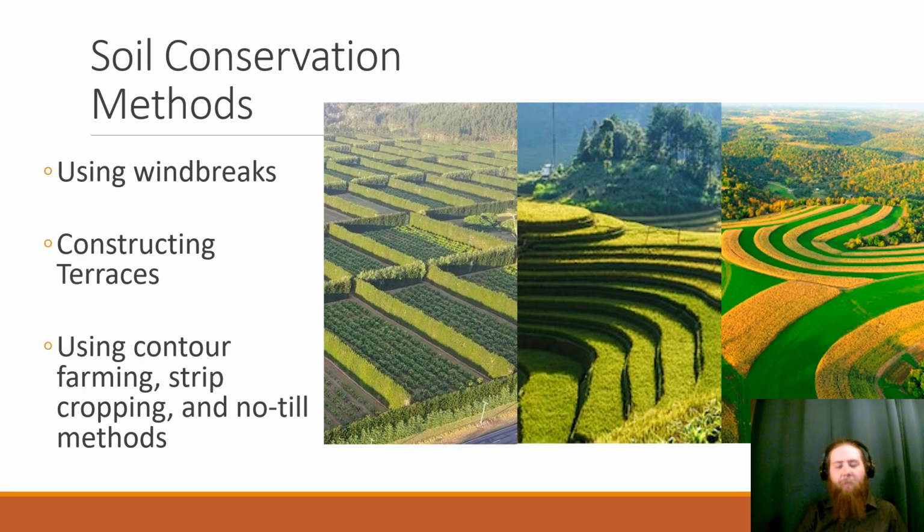So instead of pulling in new soil and dumping dump truckloads of soil onto a field, which is very expensive, we can use some methods to conserve our soil. Things like windbreaks, terrace farming, contour farming, strip cropping, and no-till methods are employed to protect this soil so we don't have to replace it.